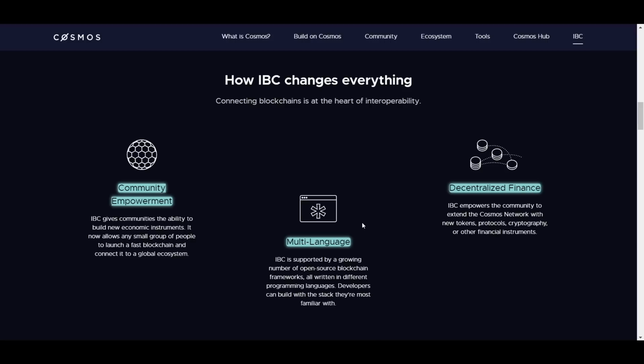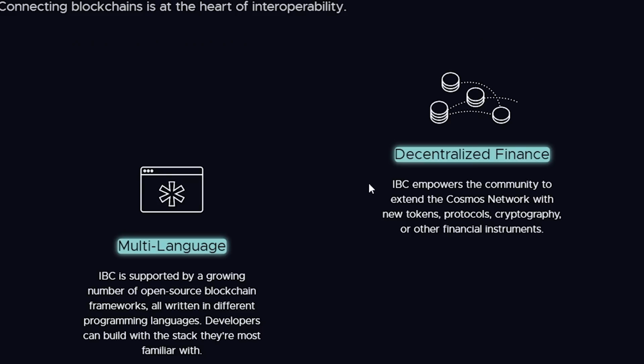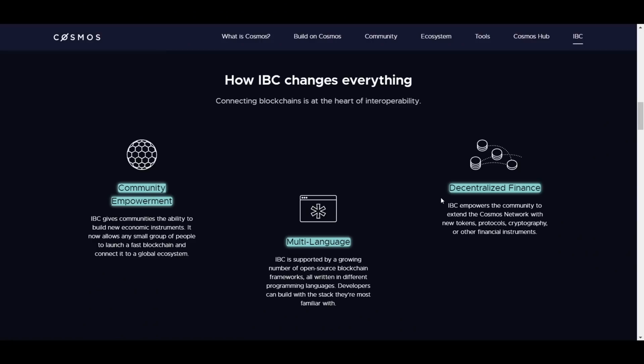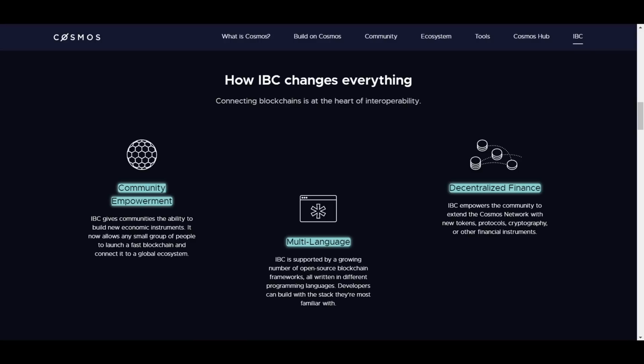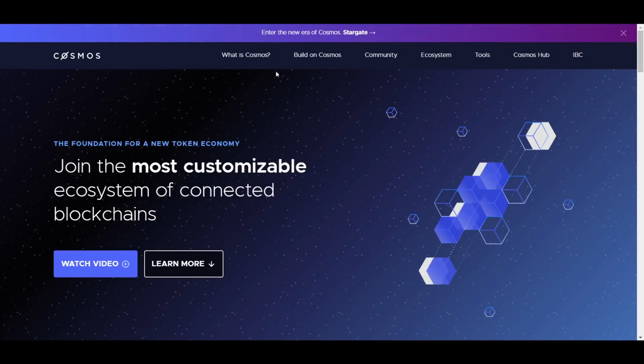Last but definitely not least, IBC allows for the creation of new tokens, protocols, cryptography, and other financial instruments on the Cosmos network. All of these things are core parts of decentralized finance. As we have seen on Ethereum, DeFi can bring explosive growth to an ecosystem, as it is perhaps the most widely hyped sector in all of cryptocurrency right now. Combining DeFi with the interoperability, quickness, and ease of use of Cosmos, it is easy to see how Cosmos could become a rival to any other base layer protocol that exists.